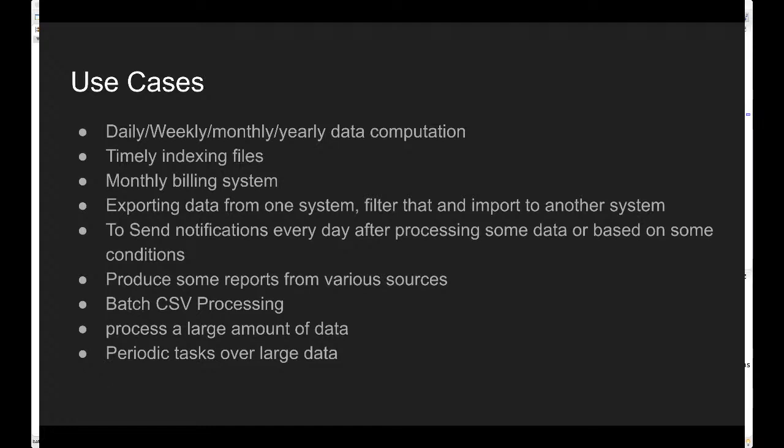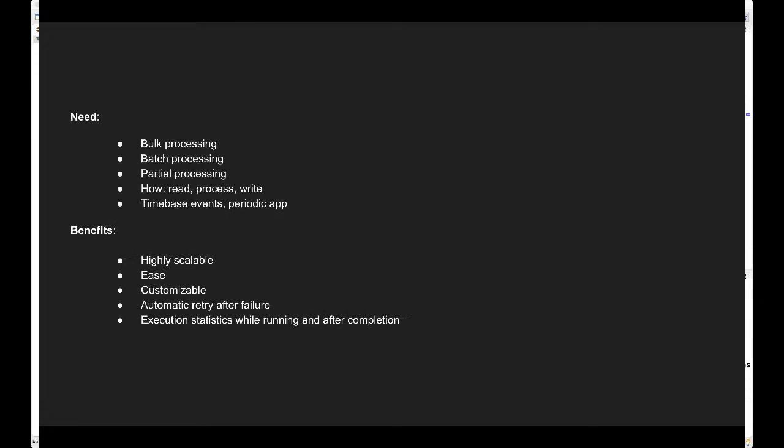It is very useful for periodic tasks. So that is all its use cases, and that's pretty much it. Whenever we need bulk processing, batch processing or partial processing, batch job is your man. Its benefits are that it's highly scalable and easy for newcomers as well, I would say. And there is a feature, automatic retry after failure, which we already discussed. In case a job fails, it helps us to restart it.